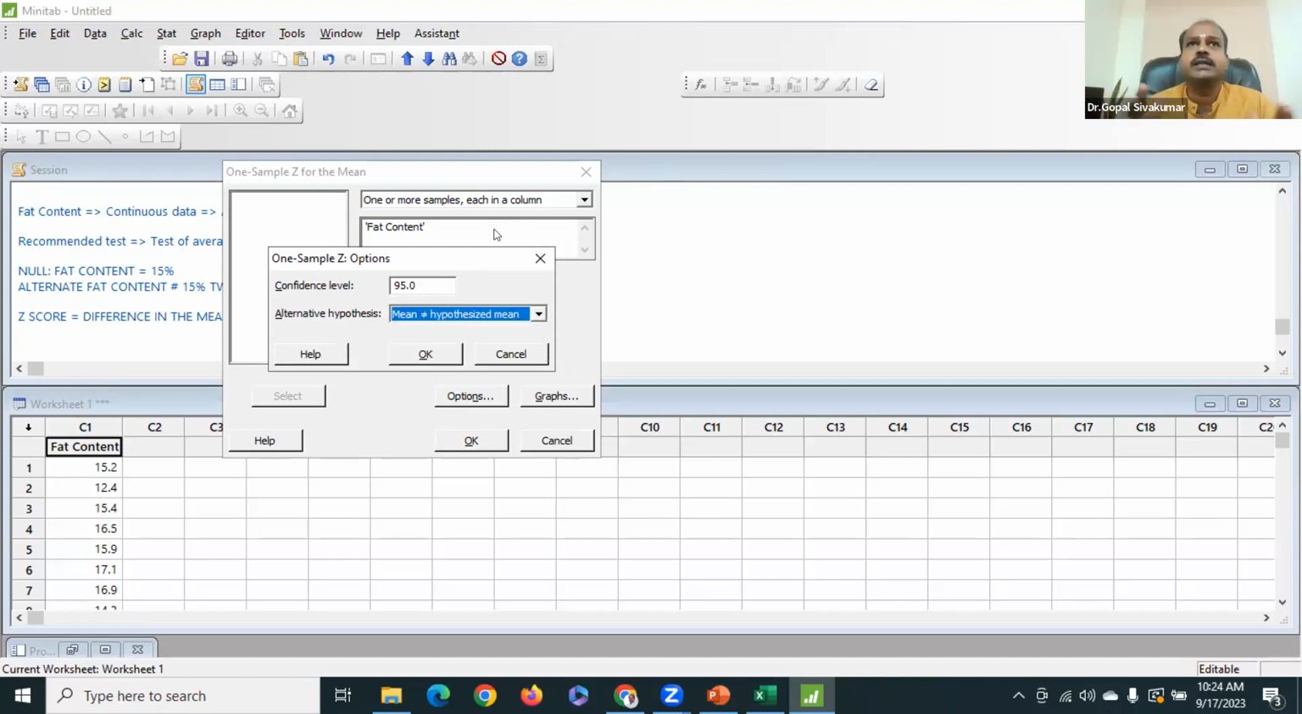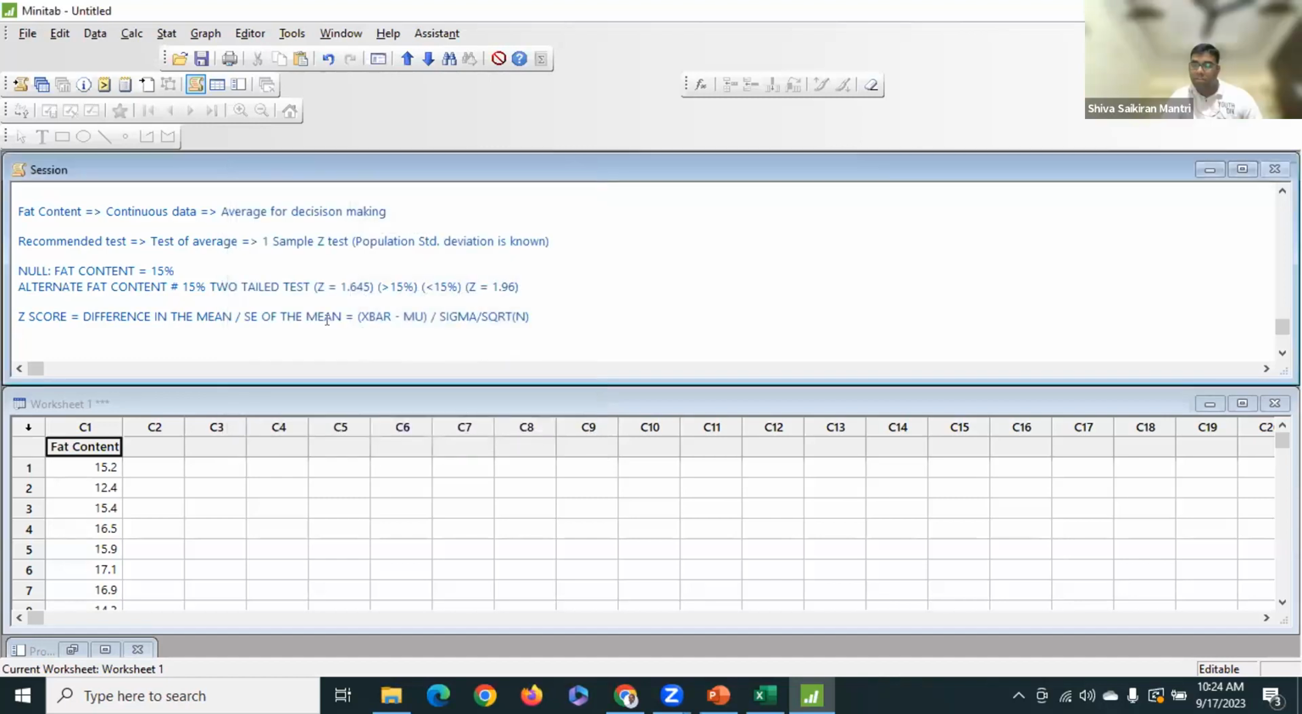So when I make it two-tailed, that score should be more. Wait, what? I might have made a mistake. Sorry, I made a small mistake. For two-tailed, it is 1.96. For one-tailed, it is 1.645. So for two-tailed, it is 1.96, and for one-tailed, it is 1.645.